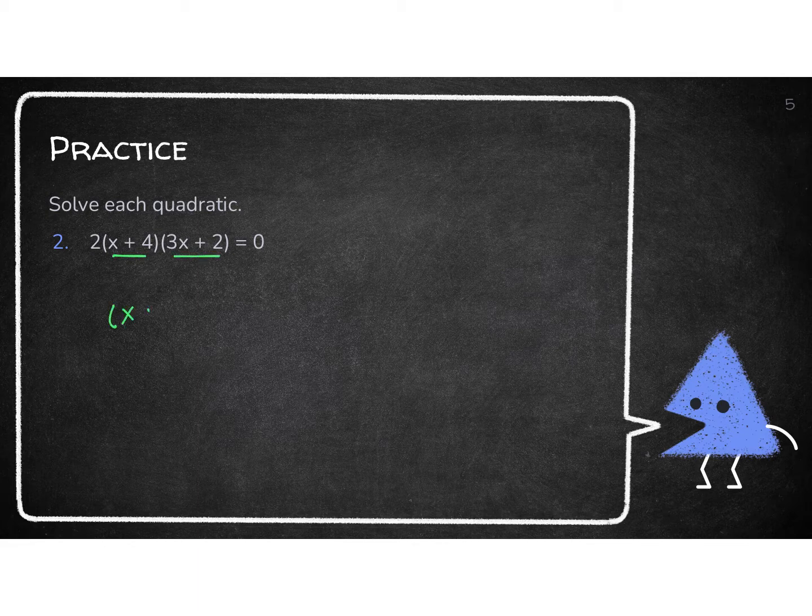So I'd have x plus 4, and I'd want to set that equal to 0. So I would minus 4. So I have x is going to equal negative 4.